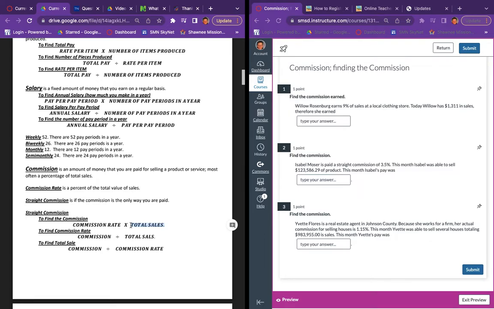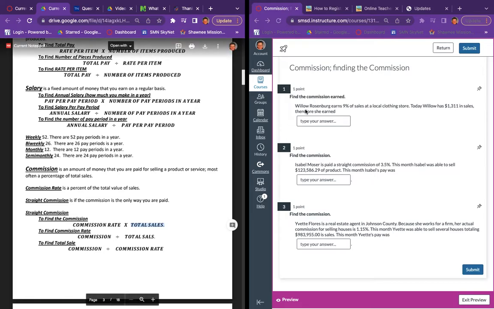So if we go to question 1, it says Willow Rosberg earns 9% of the sales at a local clothing store. Today, Willow has $1,311 in sales. Therefore, she earned how much money?